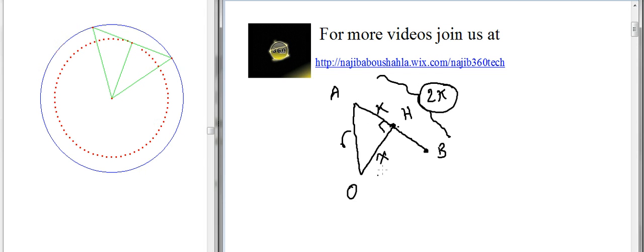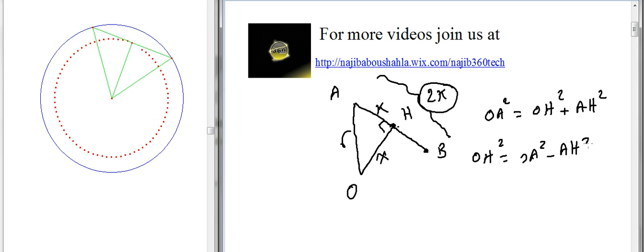How much is the value OH? OA squared, which is the hypotenuse squared, equals OH squared plus AH squared. This means OH squared, the value I need, is equal to OA squared minus AH squared. OA is the radius of the circle, R squared, minus AH, which is K squared, a constant value. Then OH is radical R squared minus K squared.